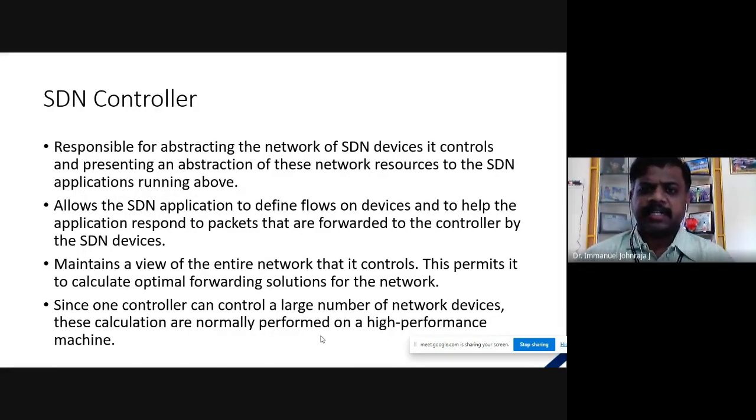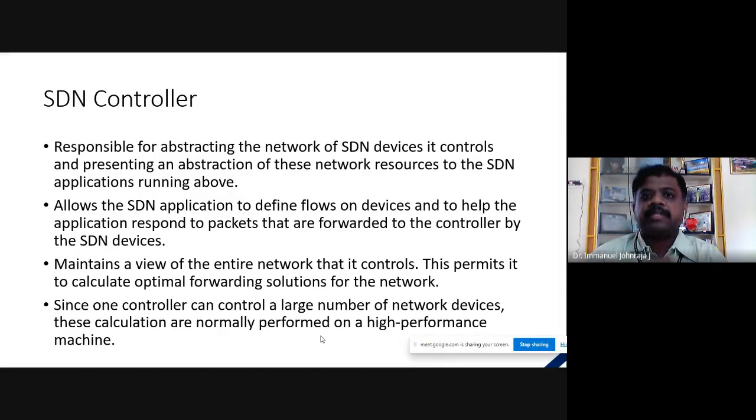Who is the SDN controller? He is the second biggest component, before the application. There are four things mentioned. He is responsible for abstracting the network of SDN devices it controls. What is the meaning of abstraction for the end user? I should not see any difference whether I'm using SDN or the traditional computing network. When I send a packet, it should reach the other side. That's the expectation I have. So all this complexity should be abstracted, taken care of by the SDN.